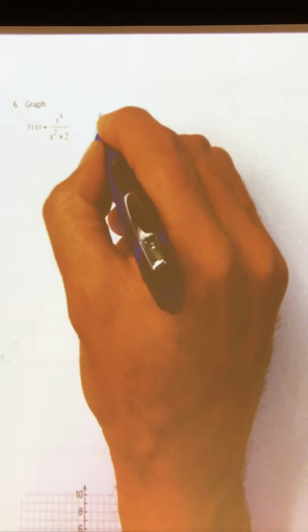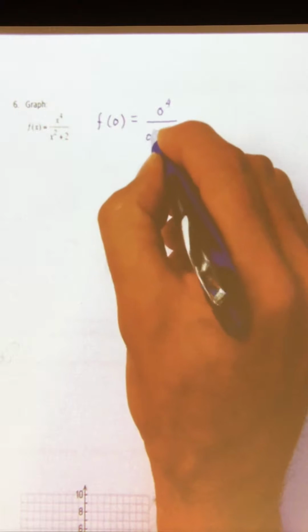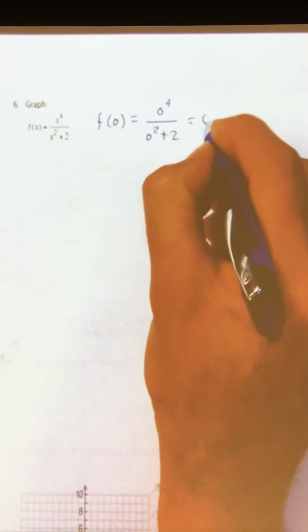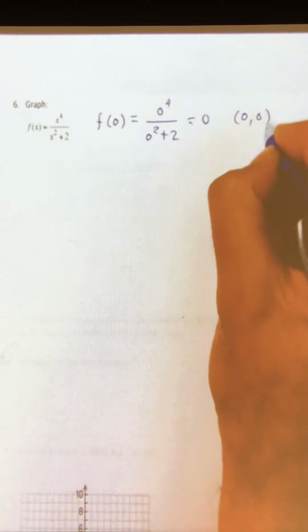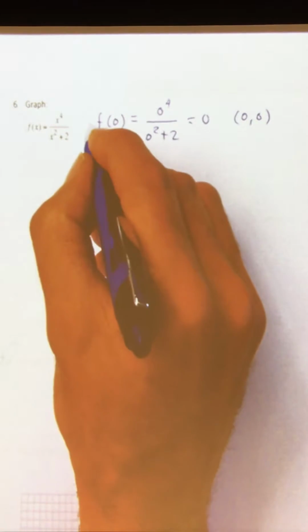Let's find the y-intercept. So when x is equal to 0, we have 0 to the fourth divided by 0 squared plus 2. That'll give us 0. And that's the origin. So we got the y-intercept.